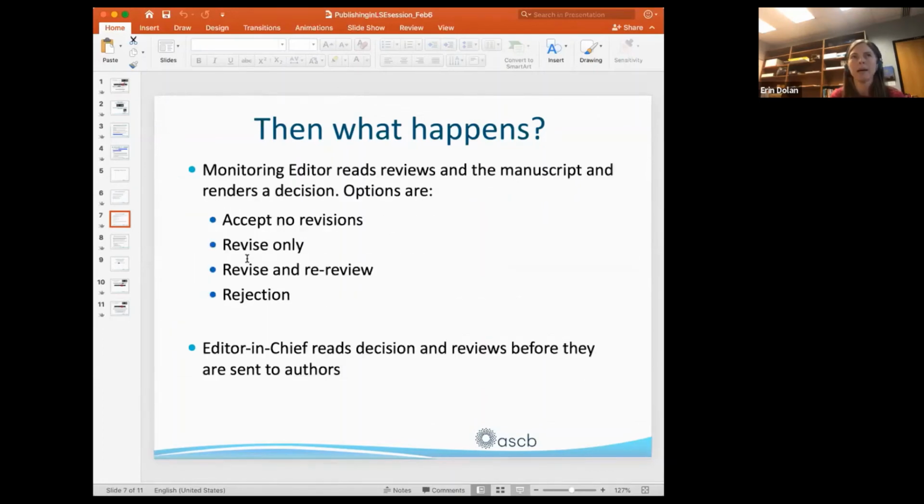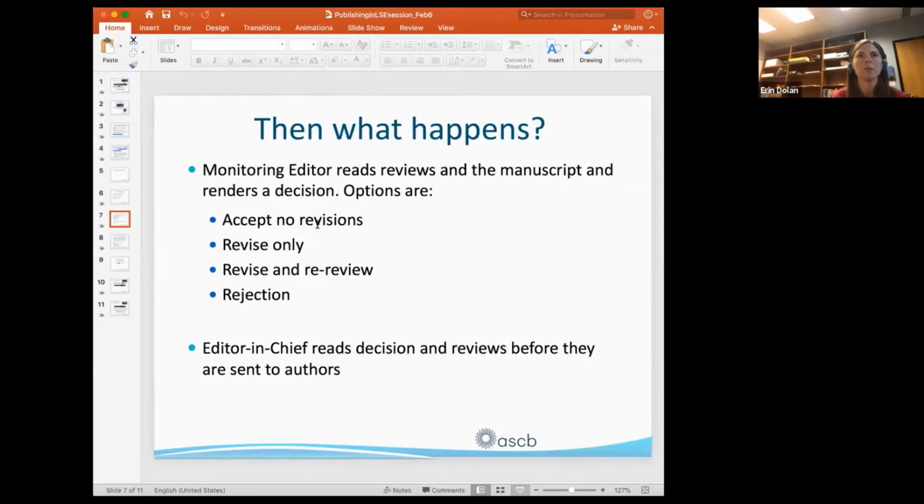Then the reviews come back to the monitoring editor. The monitoring editor reads the reviews and the manuscript and renders a decision. The options for decisions are accept with no revisions, revise only, revise and re-review, or rejection. Once the monitoring editor has written their decision and rendered a decision, then the letter comes back to me. I read the decision and reviews before they're sent back out to the authors. And then let me talk a little bit about what these different decisions mean.